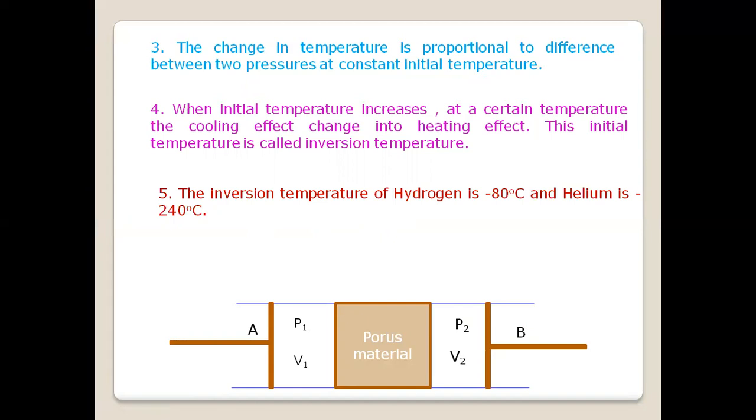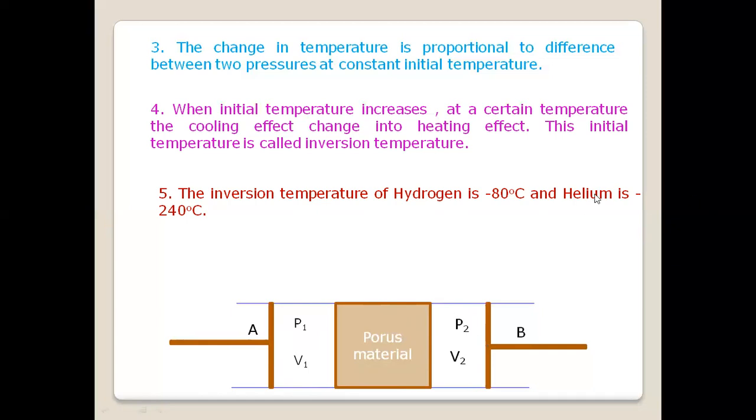All the gases whose inversion temperature is more than room temperature show a cooling effect when passing through the porous plug. But the inversion temperature of hydrogen is minus 80 degrees Celsius and of helium is minus 240 degrees Celsius, so their initial temperature at room temperature is above the inversion temperature. So these two show the heating effect when passing through the porous plug. If the initial temperature of hydrogen is less than minus 80 degrees Celsius, when it passes through the porous plug, it also shows the cooling effect.